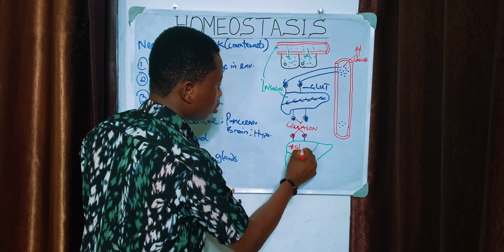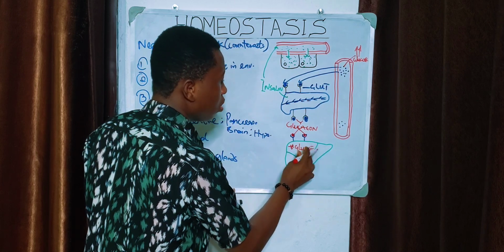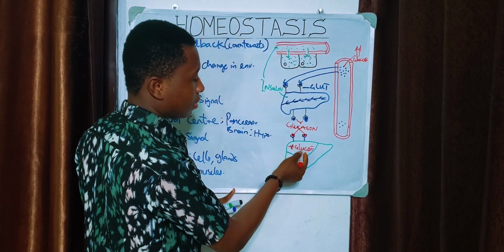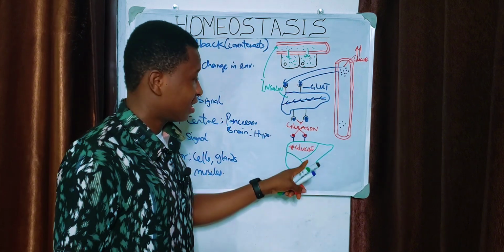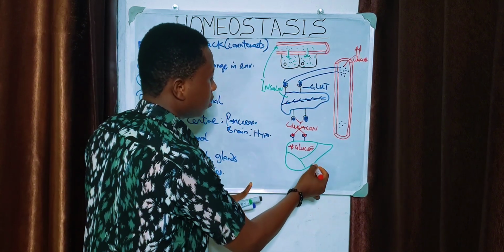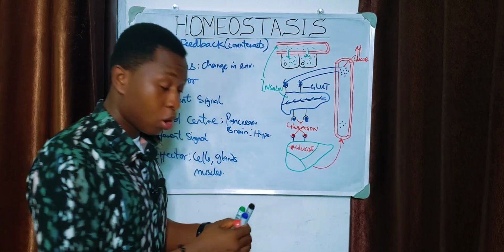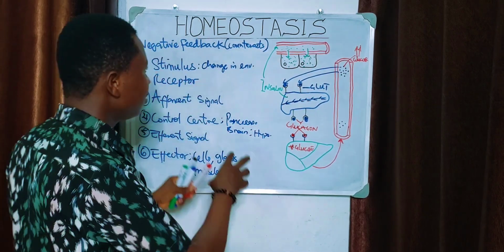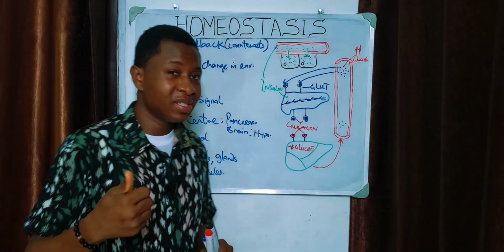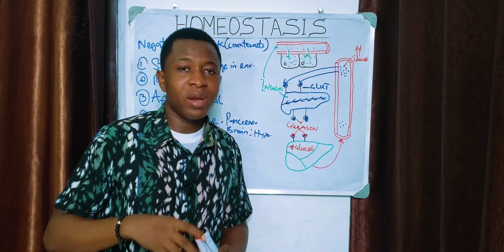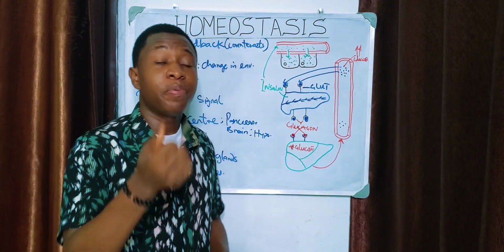So more glucose molecules are synthesized in the liver and moved back into the blood stream. All right. So this is just what happens in homeostasis. The same thing happens when we have things like changes in temperature.